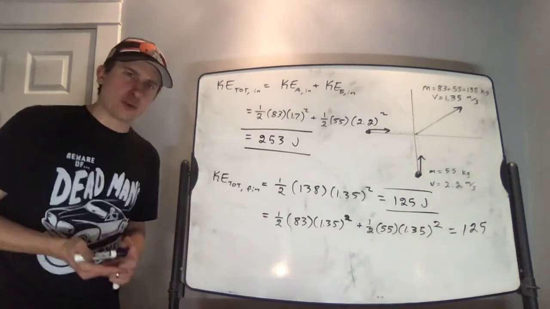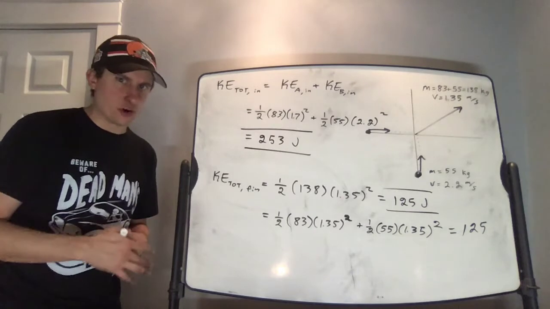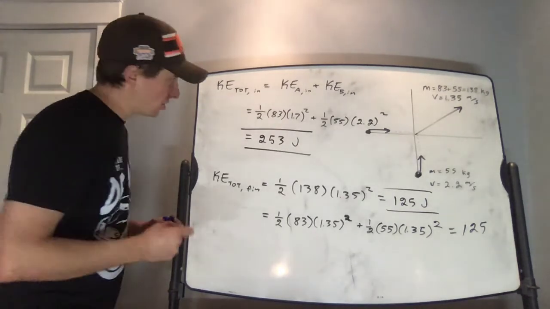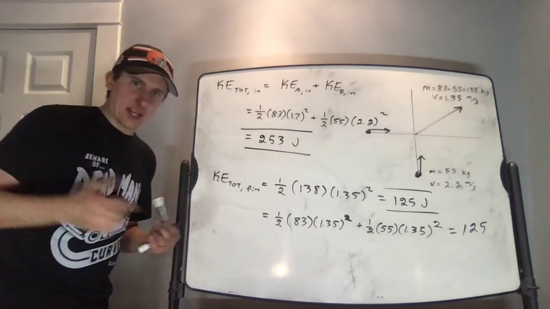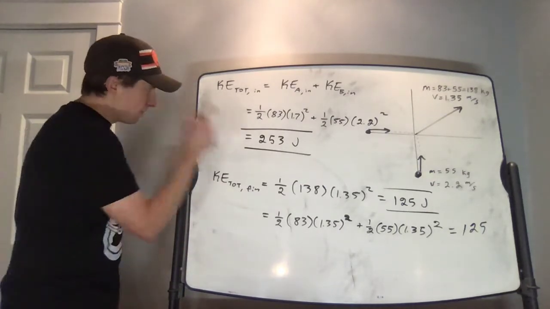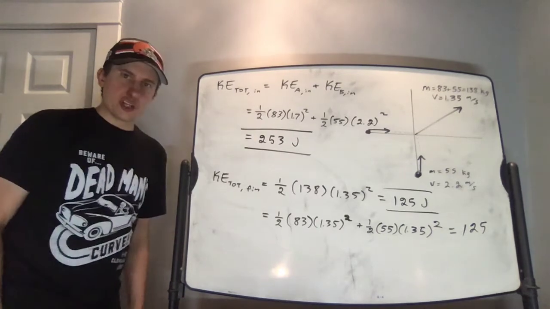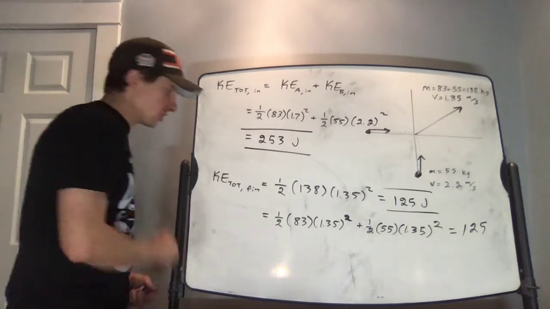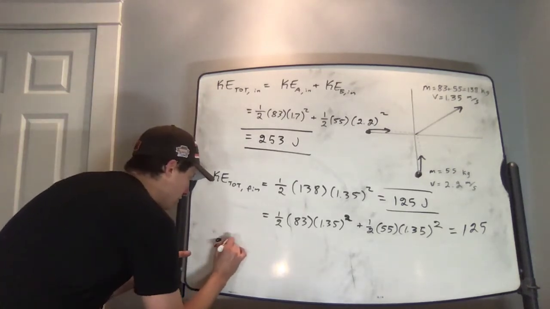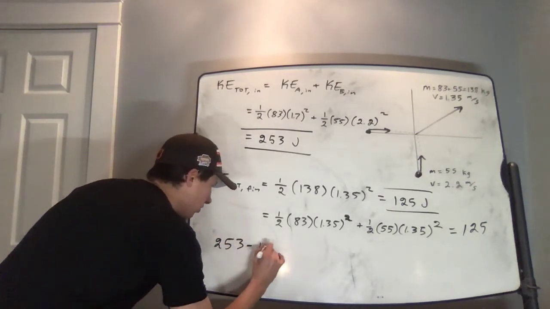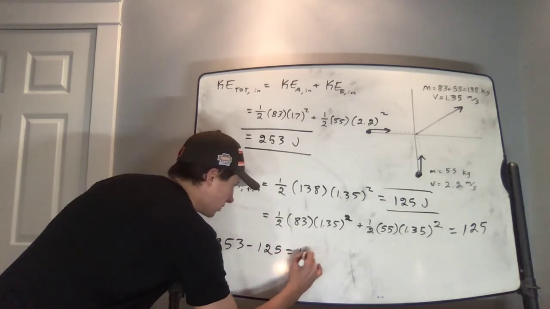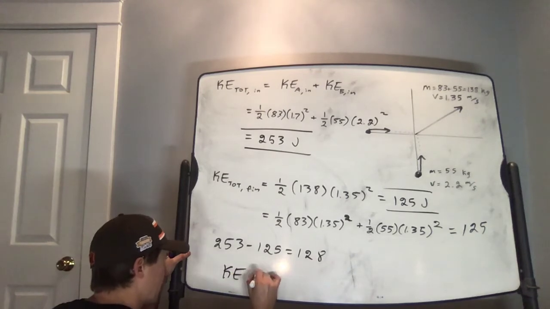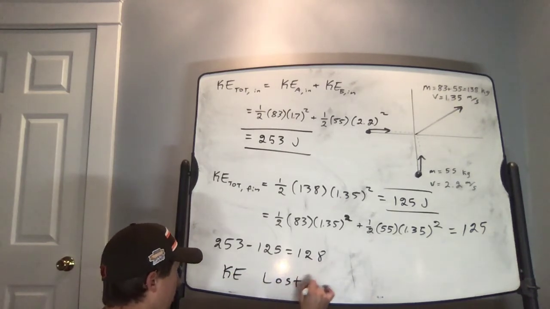Now let's think about what the question is really asking for. What percentage of the initial kinetic energy was lost? So first I'll ask how much kinetic energy was lost. Well, before the collision we had this much kinetic energy. After the collision we had this much kinetic energy. So how much kinetic energy was lost? I could say 253 minus 125. That gives me 128. So this is the kinetic energy that's lost in the collision.